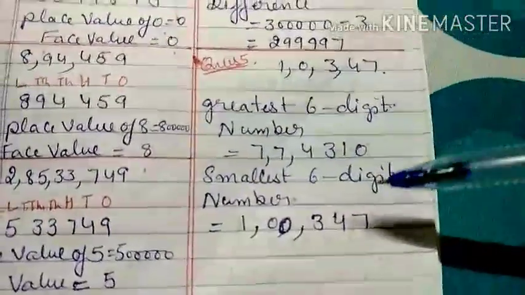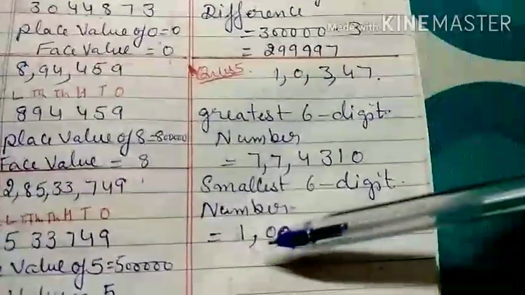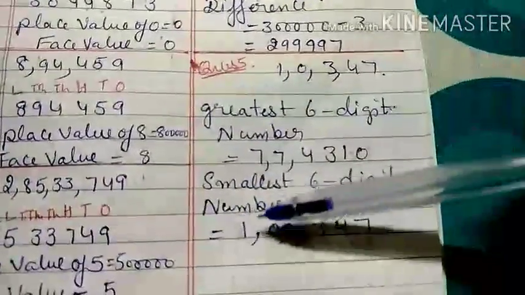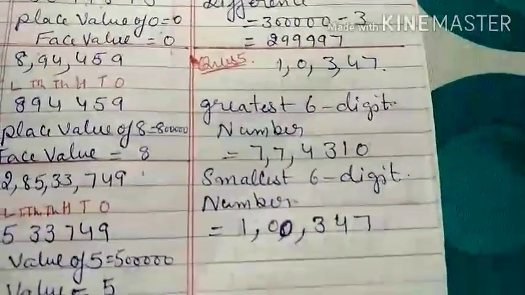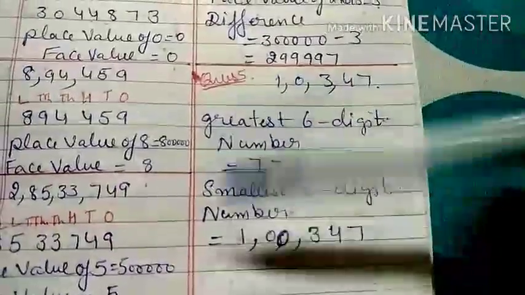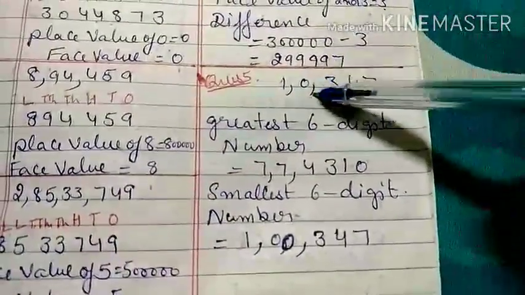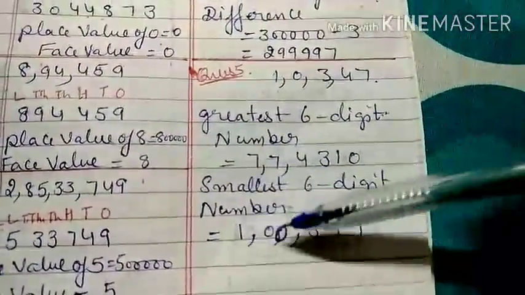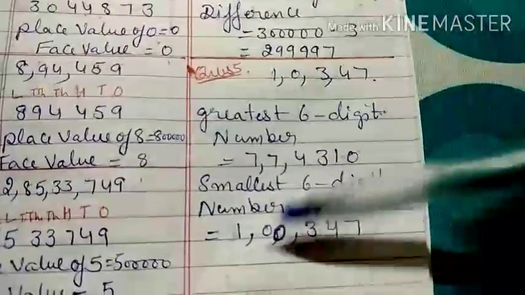Similarly, for the smallest 6-digit number, we know that our smallest digit is 0. But 0 at this position has no value, so instead of 0 we go with the next lowest number, that is 1. So I write 1, but I write 0 2 times after the 1.